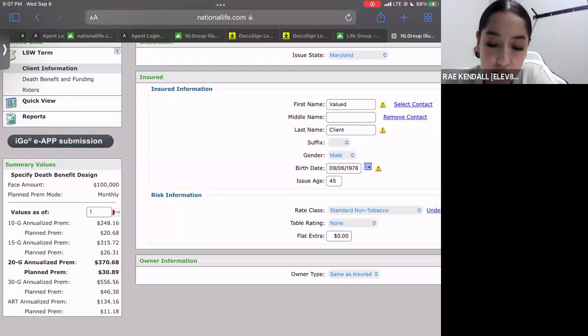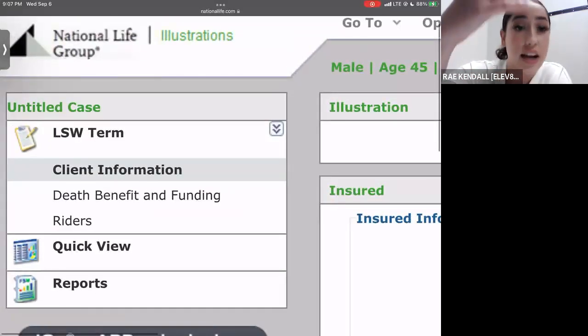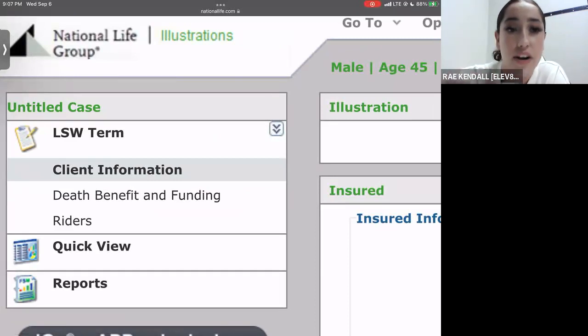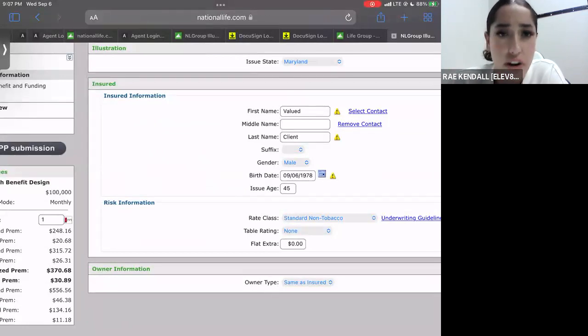Cool. So when you open up the LSW term, this is what it's going to pop up. All of our illustrations are going to pop up like this. If you notice here, it has client information, death benefit, riders, quick views, okay? So it always starts out with the client information. When you're giving a quote, you don't have to specifically put their name unless you're going to send it to them. So then I would put Diamond Johnson, I would put Toya Brim, etc.